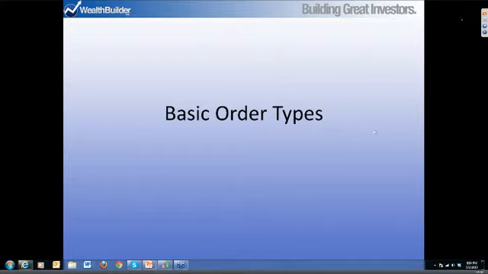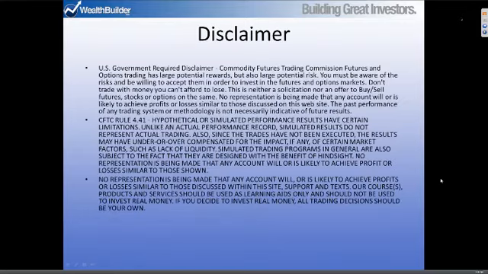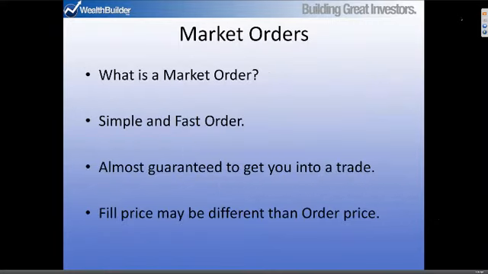So, basic order types. As usual, we start with the disclaimer because the government wants us to know these things, and therefore we should carefully note the disclaimer. So we're going to start with market orders.